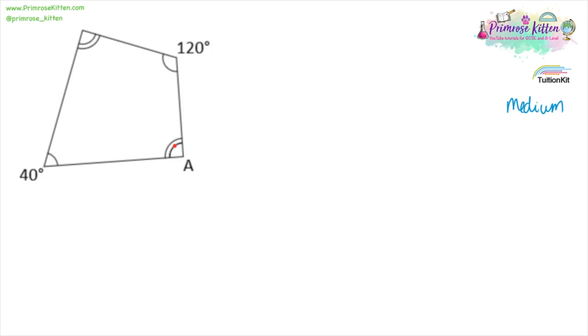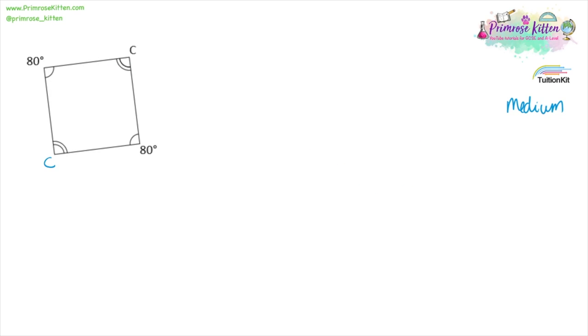Similar question here. Here we have A, and we know from this line here that this is going to be the same over here. So this is A. So we can do 360 minus 120 minus 40 equals 200. We can say that 2A equals 200. So we can say that A equals 100. Again, we can say this one is C. So we can say 360 minus 80 minus 80 equals 200. We can say that 2C equals 200 and C equals 100.